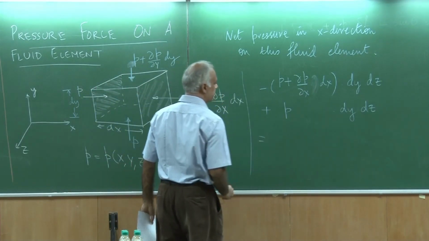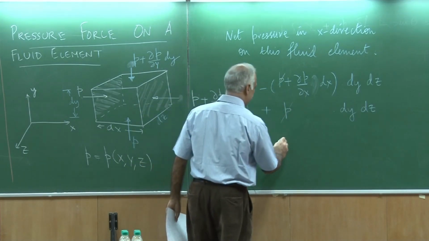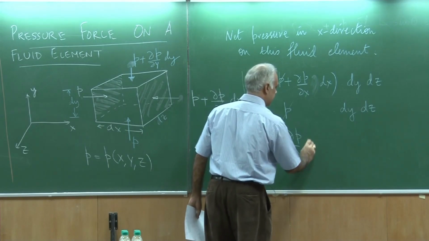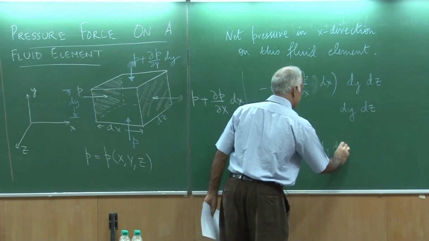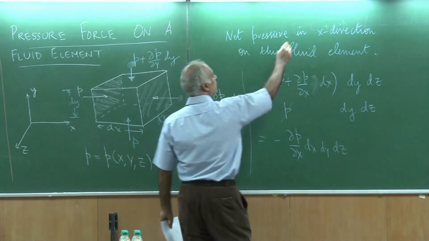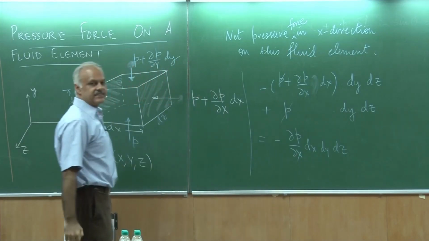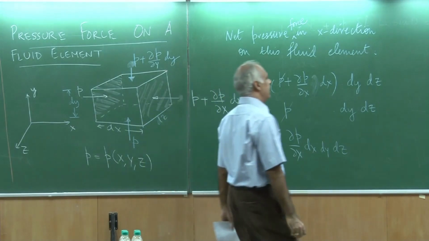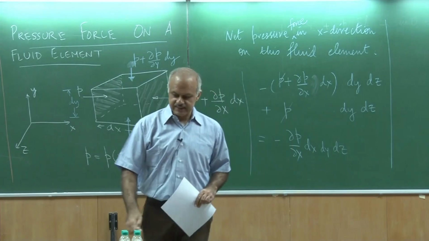So, therefore, the net pressure that I have is these two terms will cancel out, and I am going to be left with minus del P by del x dx dy dz. This is the net pressure force in the x direction. Likewise, I could find out what happens in the other directions.